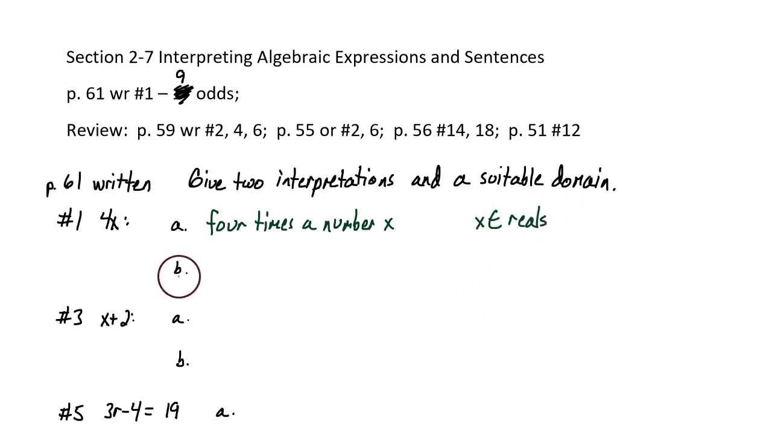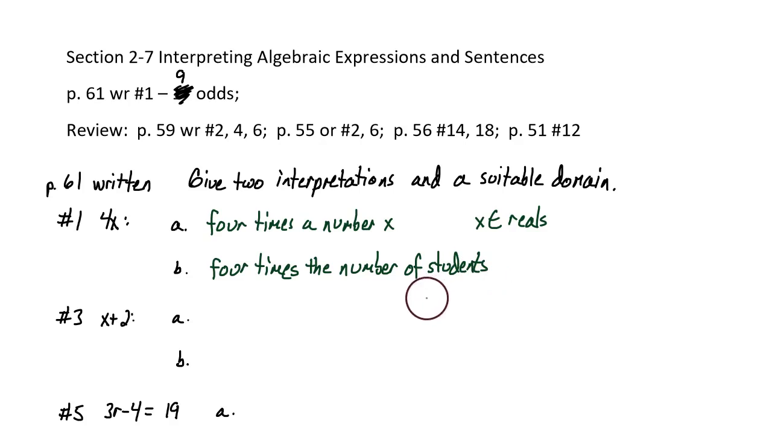For a second interpretation, I'm going to write something more real world, where the letter x represents something from a real situation, perhaps 4 times the number of students. This expression talks about the number of students, so it's more real life. We don't know how many students there are, and that's why it's a variable, the letter x, which represents that object. In this situation, the real numbers is not a suitable domain because real numbers include negatives and fractions, and that doesn't make sense if x is the number of students.